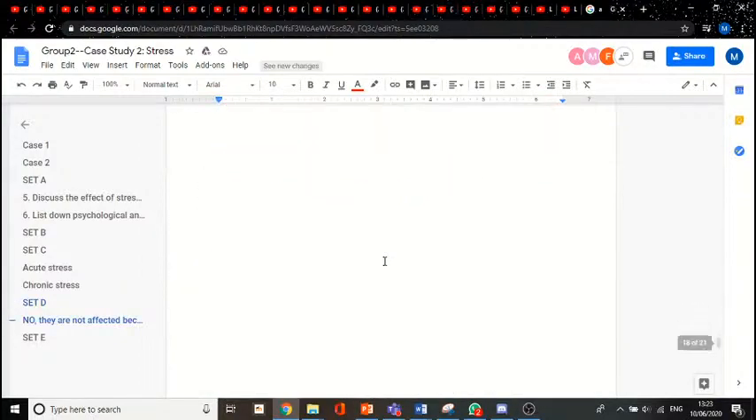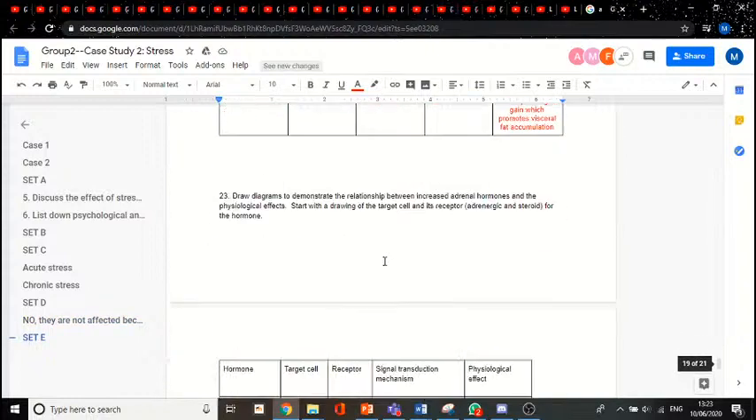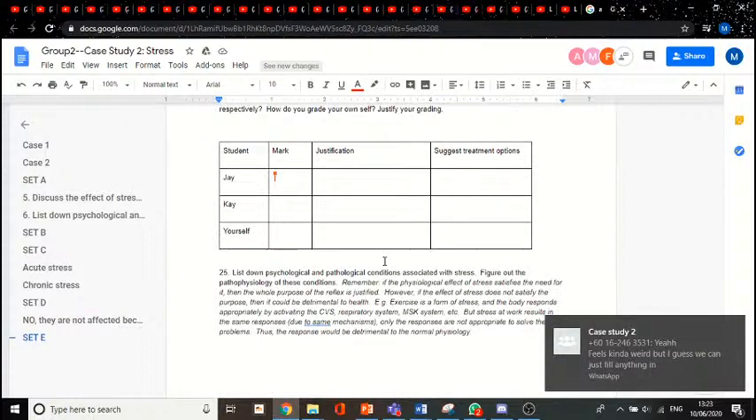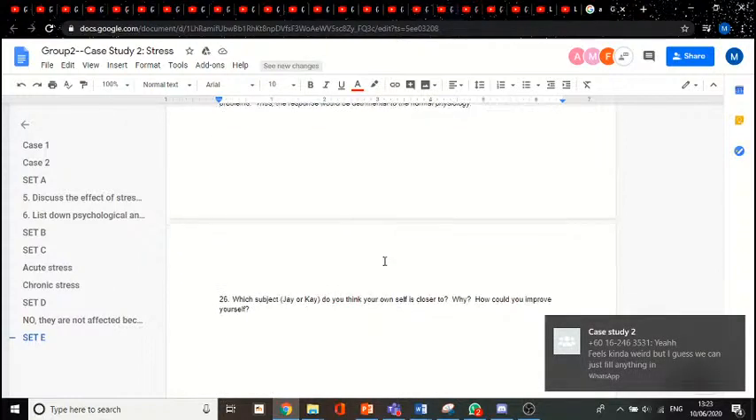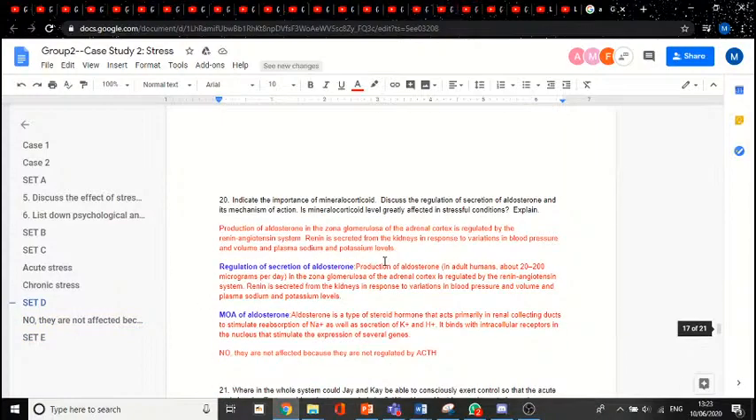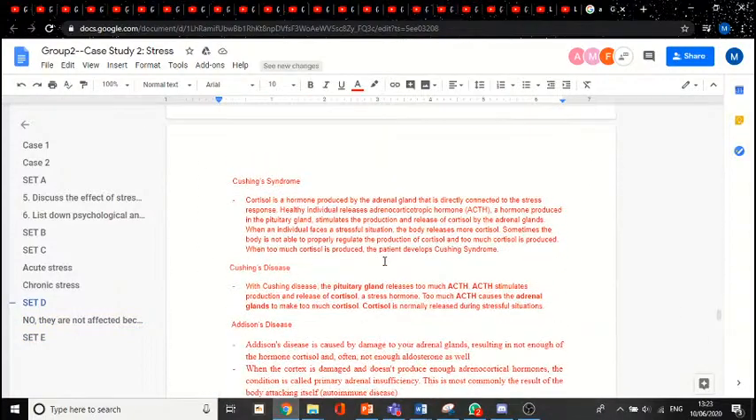And chronic. So draw diagrams. I think this one is already done. So we go to question 15. Question 15, we talk about this.